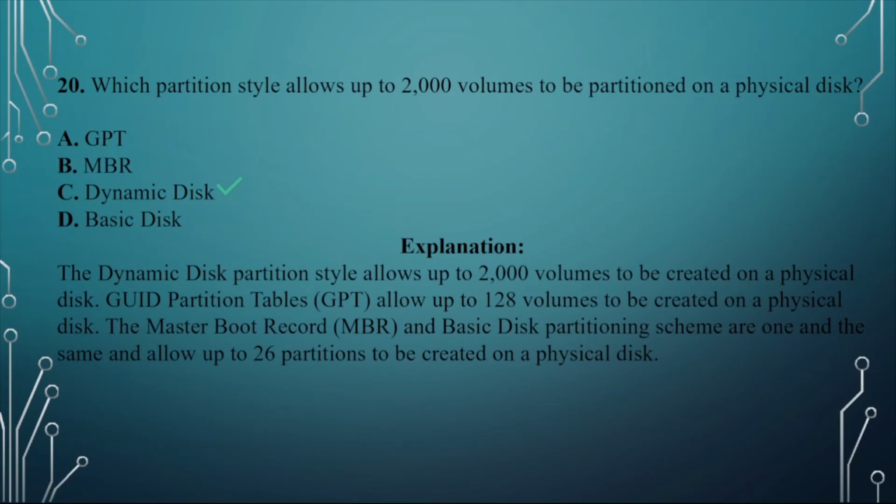Dynamic disk. Dynamic disk partition style allows up to 2,000 volumes to be created on a physical disk. GUID partition tables allows up to 128 volumes to be created on a physical disk. The master boot record, which is MBR, and basic disk partitions are one and the same and allow up to 26 partitions to be created on a physical disk.